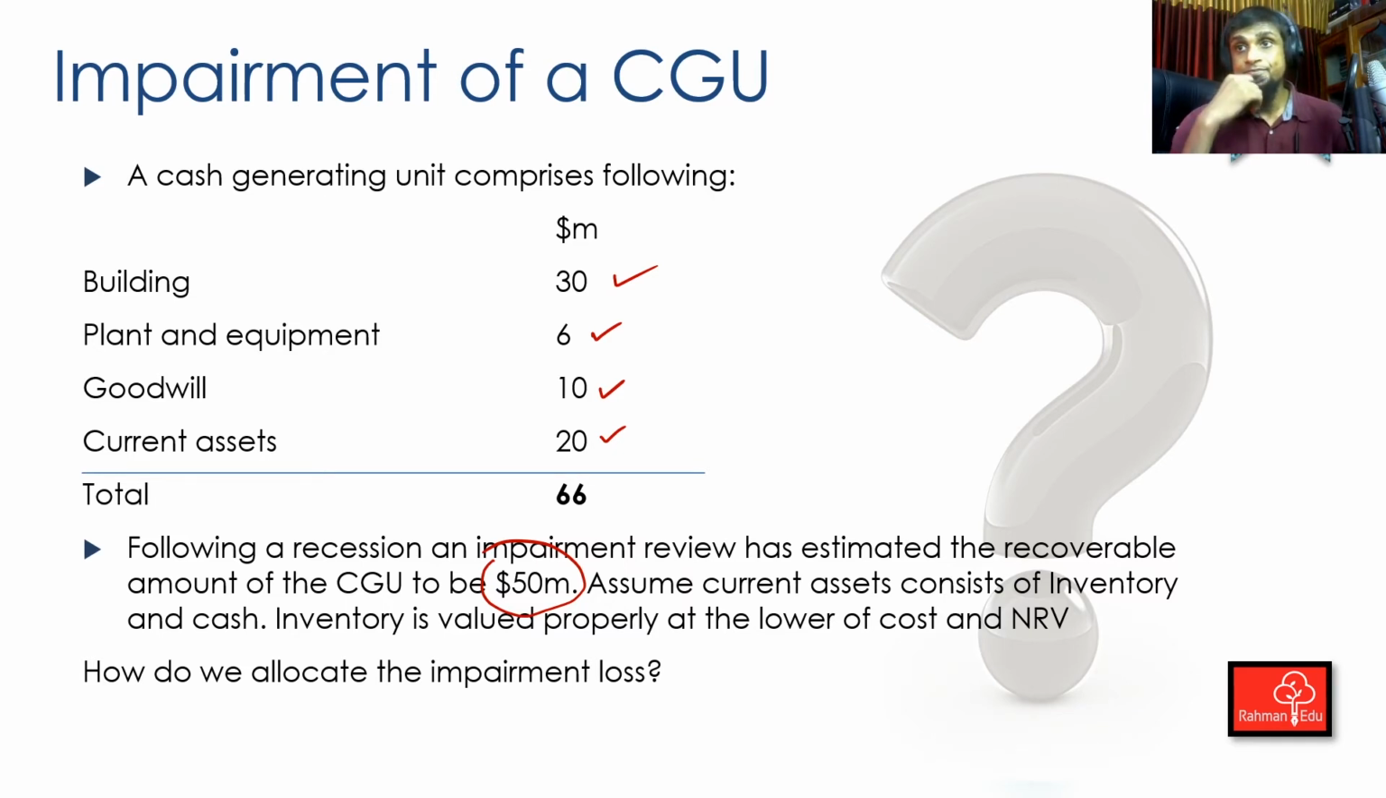All right. How do we allocate impairment loss? First, impairment loss, the amount of loss.